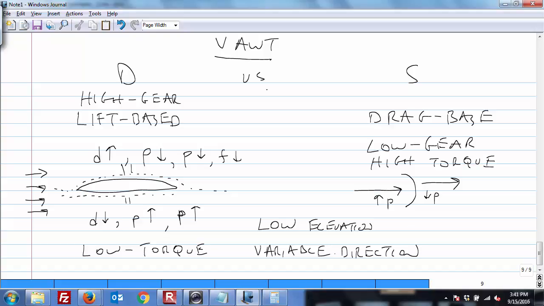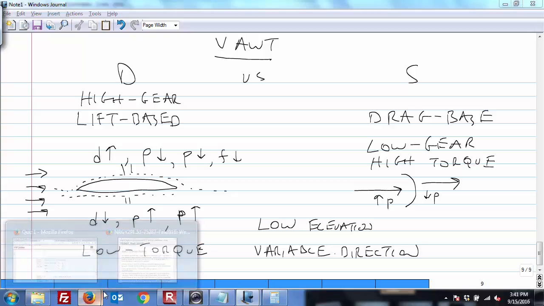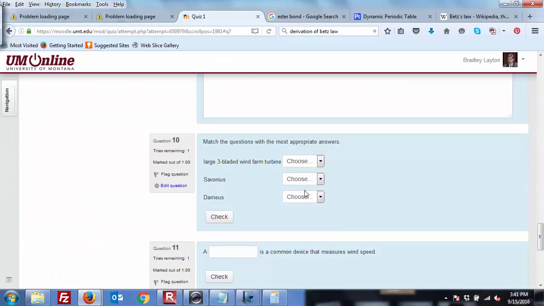Versus the horizontal, they're all going to turn into the wind, but better, we have consistent prevailing winds. Okay, so that's the difference between. Which one is that one? That would be a Savonius. Yeah, it would be a Savonius. I don't think there's any lift going on there.